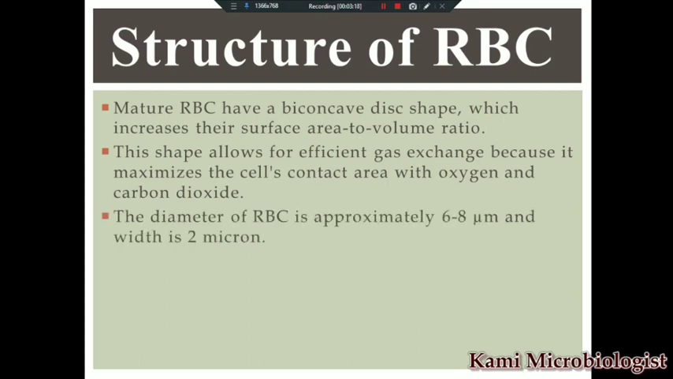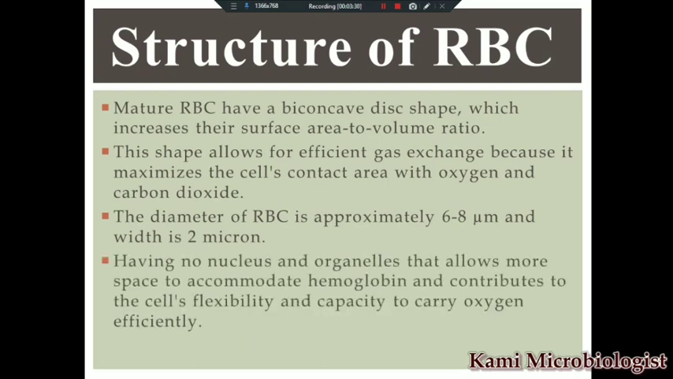Then we have the diameter of the cells. The normal, mature RBC has a diameter of 6 to 8 micron, and the width is 2 micron. Remember that the red blood cell does not have a nucleus, and it does not have organelles. It has just mitochondria. Moreover, due to the absence of organelles and nucleus, it can easily take up a lot of hemoglobin, the protein, and in this way it can carry a lot of oxygen.